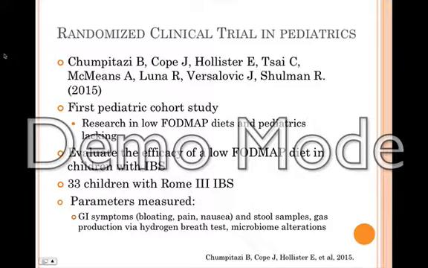This is the first study conducted on low FODMAP diets in the pediatric population. The objective of the study was to evaluate the efficacy of a low FODMAP diet in 33 children with Rome 3 IBS. The parameters measured were bloating, pain, nausea, stool samples, gas production via hydrogen breath test, and any alterations in the microbiome.